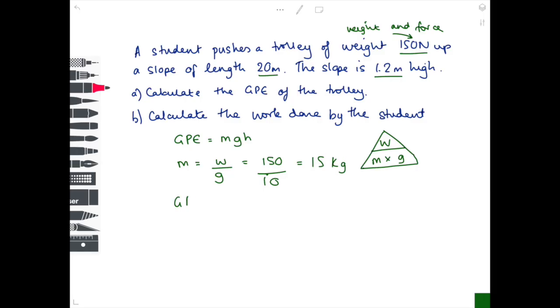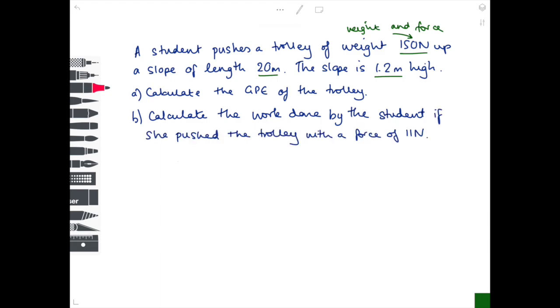Now we're ready to use the original equation. So mass is 15, gravity I've just said is 10. The height, it says that the slope is 1.2 meters high, hence 1.2 is substituted in here. So once I've substituted that in, I get a value which is 180. It's an energy value, so it needs to be in joules. So I've rubbed the rest out so we've got more space.